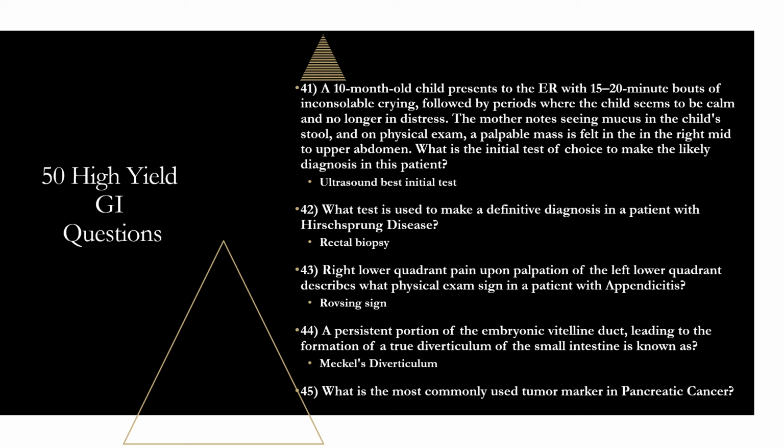Okay, question 45. What is the most commonly used tumor marker in pancreatic cancer? The most commonly used tumor marker in pancreatic cancer is going to be your CA19-9. That's your carbohydrate antigen 19-9. It may be the most commonly used tumor marker for pancreatic cancer, but it doesn't mean it's a great test.